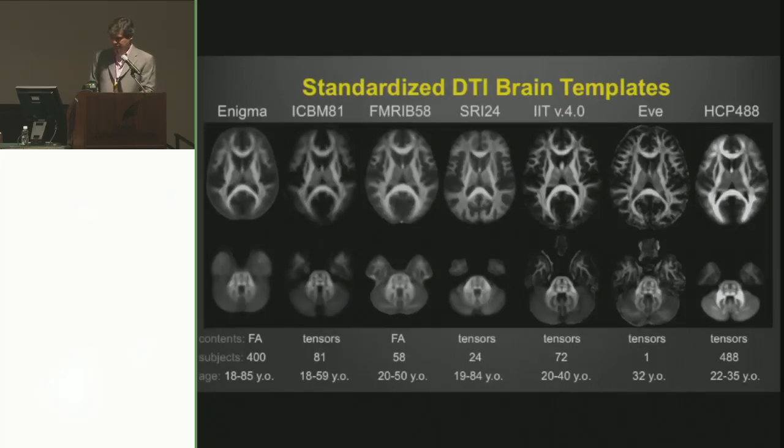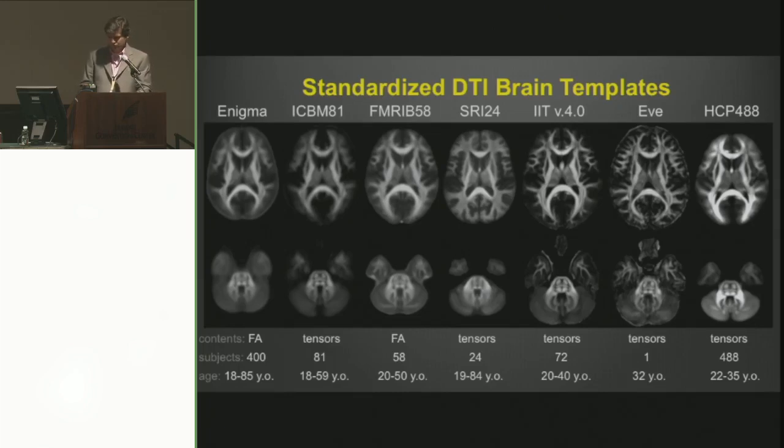So here is a listing of popular standardized DTI brain templates. As you can see in the bottom row, they have different contents. The Enigma template and the fMRI B58 template are FA-only templates. All other templates listed here are tensor-based. They have full tensor information. The Enigma template and the HCP488 that was recently introduced are based on at least 400 subjects. All others are based on less than 100 subjects, and actually Eve is the only one in this listing that is made out of a single subject.